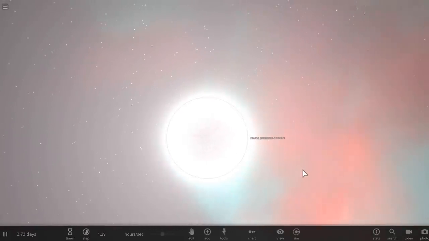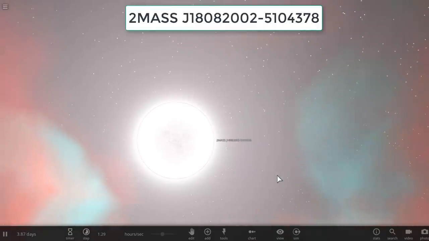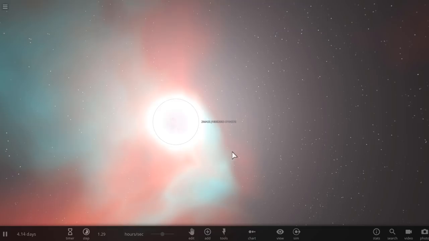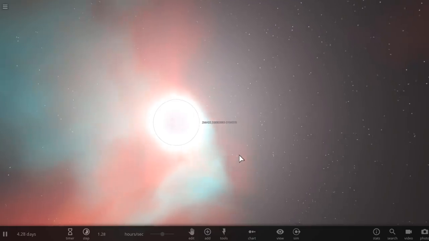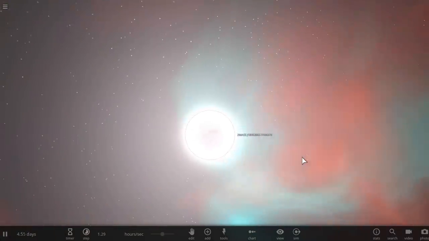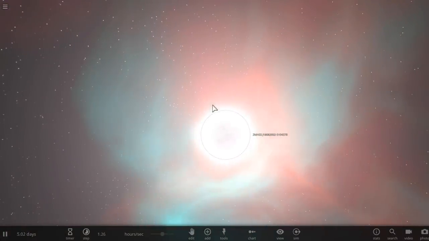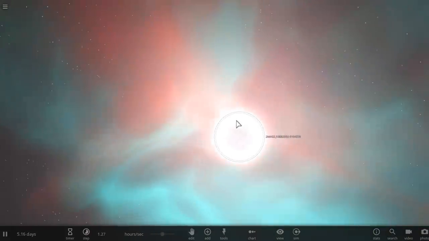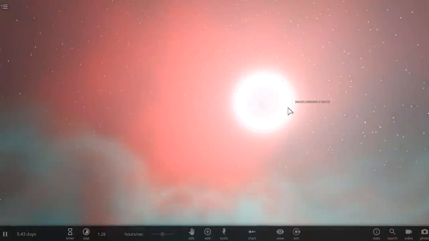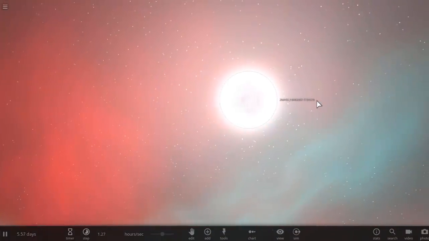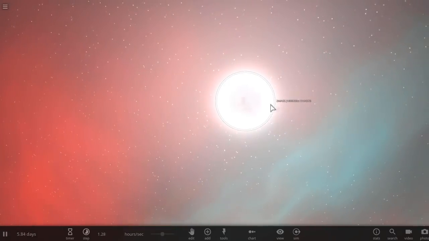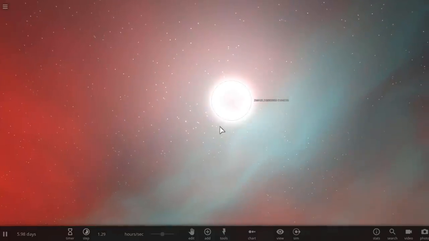So here is a star known as 2MASS J1808-2002-510-4378. This is a relatively far away star, it's about 2,000 light years away from Earth, and we actually knew about the star, it's not very difficult to see it, it's more bright than our sun, it's about 5 times as luminous, although in terms of temperature it's very similar to our sun, and we realized that this star is not very rich in metals, it's what's known as an UMP or ultra metal poor star, but on the other hand we also realized that it had a partner.